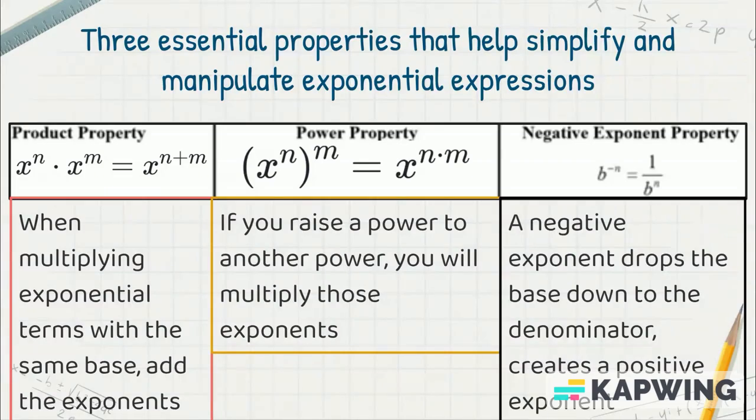The last one is the negative exponent property. This states that a negative exponent can drop down to the base and become a denominator, and you can flip it to a positive exponent. If you're confused, that's okay. I'll be going into a deep dive of those.